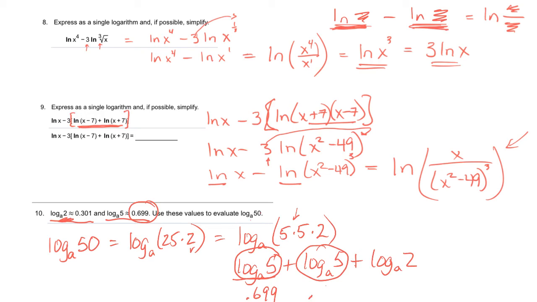Same with this thing. And log base a of 2 is 0.301. Guess I should have zeros in front of all those. And then all I have to do is add those up. So that's what, 1.7? I think. Something like that.